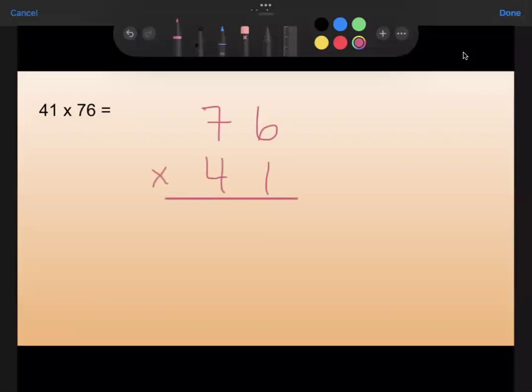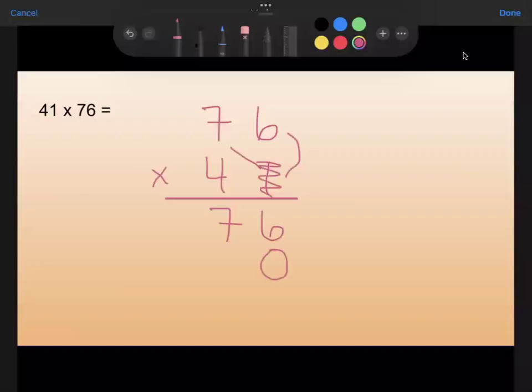I left a little bit of extra space this time just so we can quickly see which numbers belong in which place value. 6 times 1 is 6. That's a single digit answer, so I don't need to split it up. 7 times 1 is 7. Okay, so now I've multiplied everything on the top times the 1. So I'm going to go ahead and cross it off. Then I have to add a 0 underneath that 6 to show that now I'll be multiplying by a number in the tens place, and that's the 4.